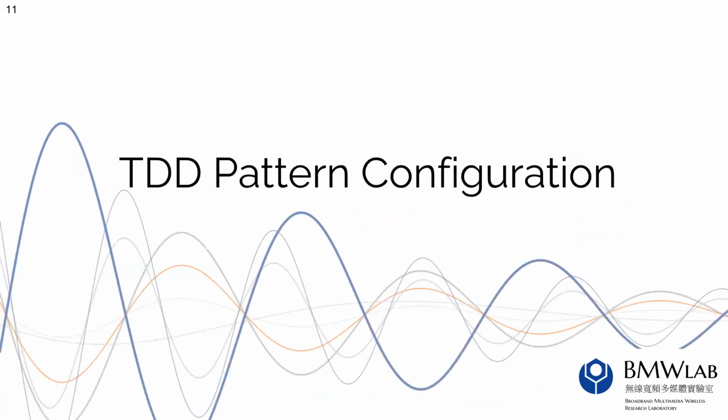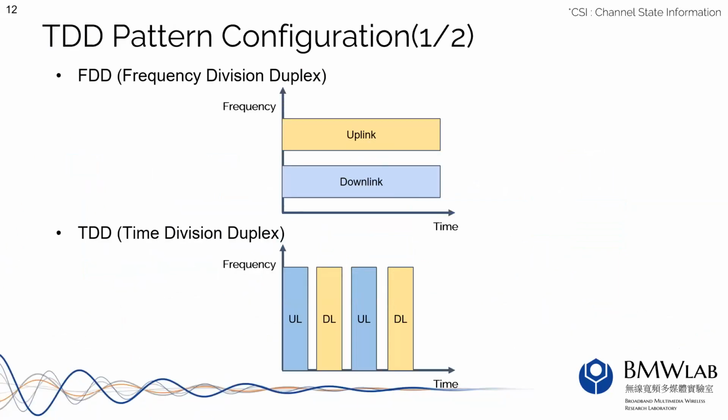Okay, then I will introduce how to do a TDD pattern configuration for the O-DU High. Before we talk about that configuration, we need to know what FDD and TDD are. As the figure shows, it is easy to understand. FDD means it will split the uplink and downlink by different frequency bands. And TDD, time division duplex, will split the uplink and downlink by different time slots.